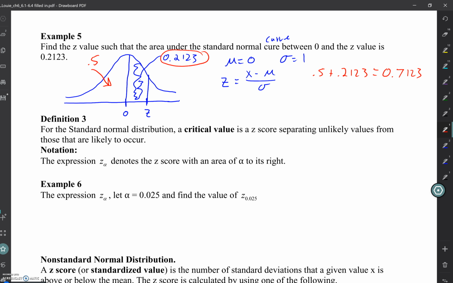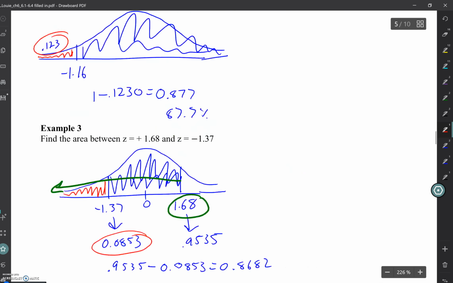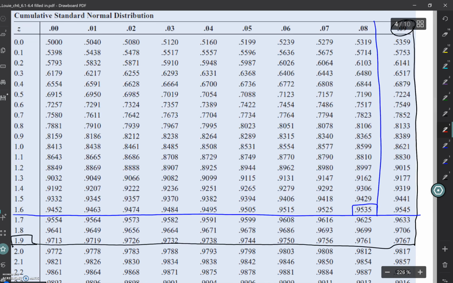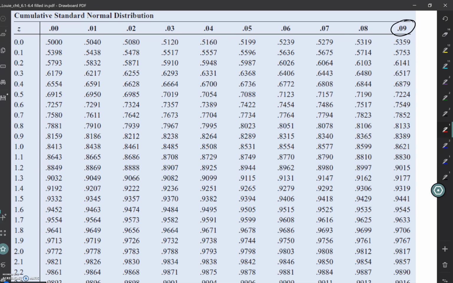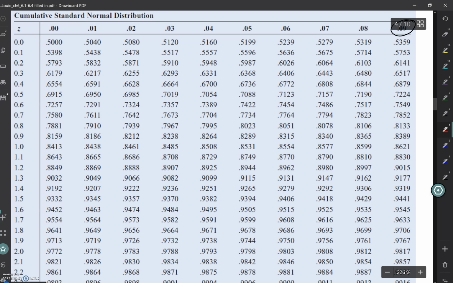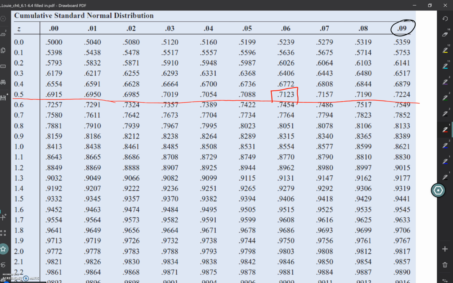So we're going to have to reverse our process. So let's go to our table. And we know we're looking for a positive z-score. And we need to find 0.7123 on the table. So let's figure out, here's some 0.7s. So we start with our 0.7s in here. And if I look, in there is where I find the 0.7123.